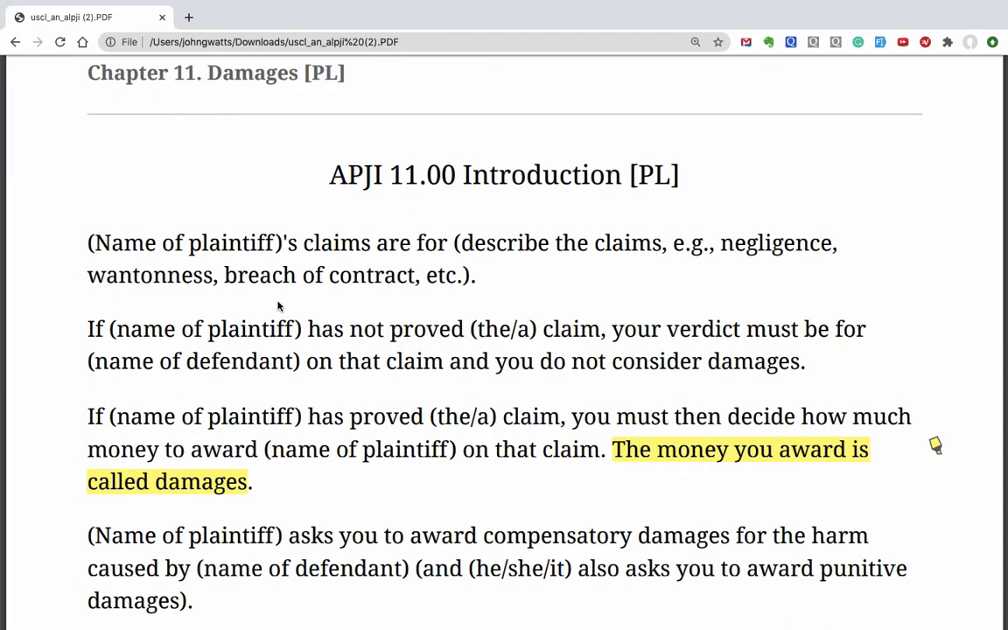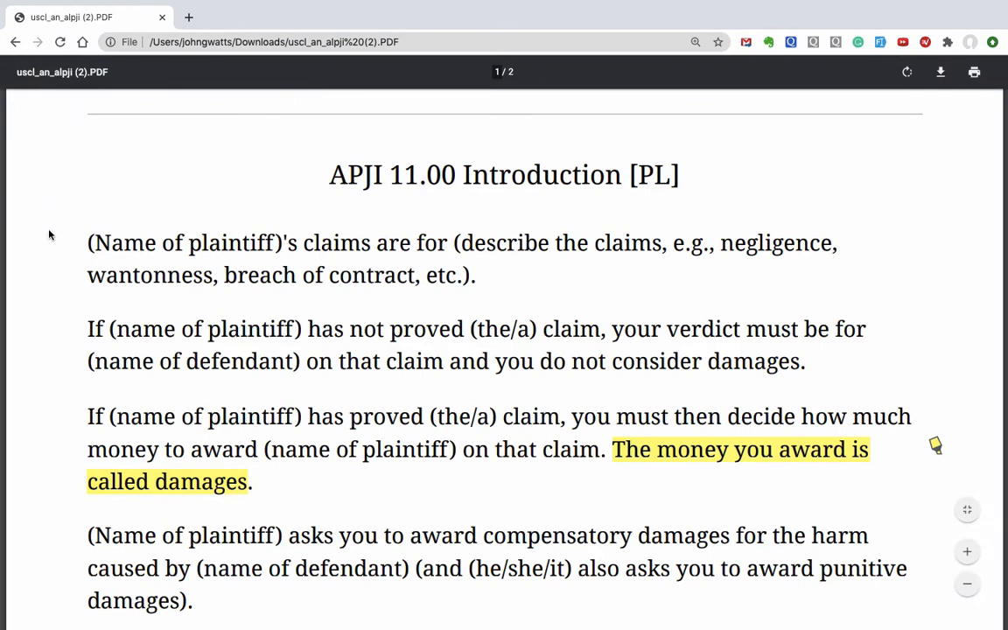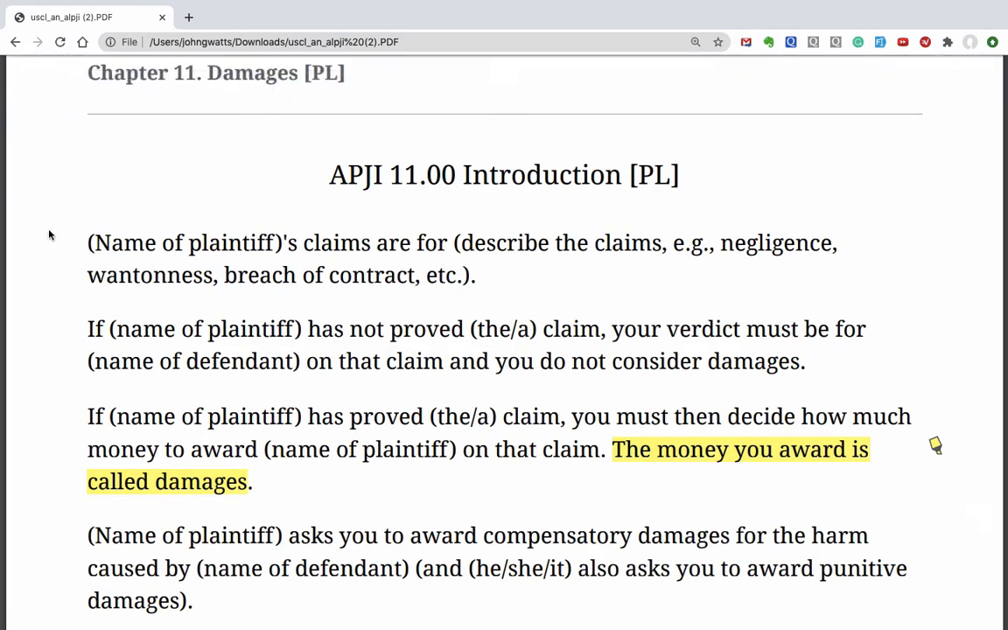And in this video, we will look at Alabama Pattern Jury Instruction 11.00. So this is really the introduction to damages. And so what a judge would do is read this instruction with some modifications to the jury as an introduction and then get into the more specific jury charges on compensatory damages and punitive damages and mental anguish and all the various forms of damages that there are. So let's take a look at this.